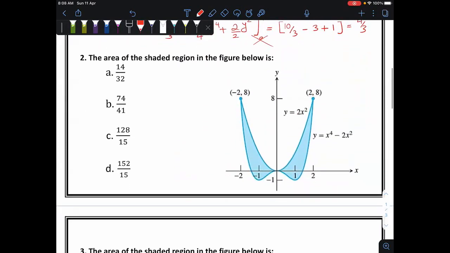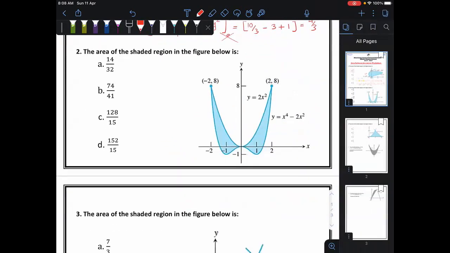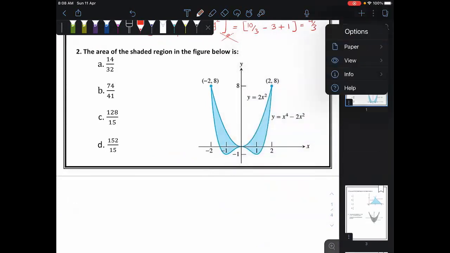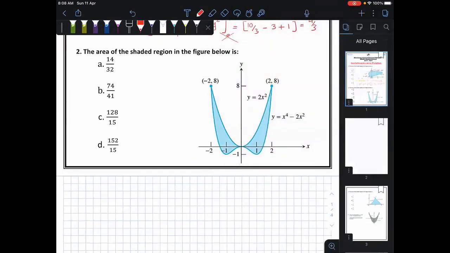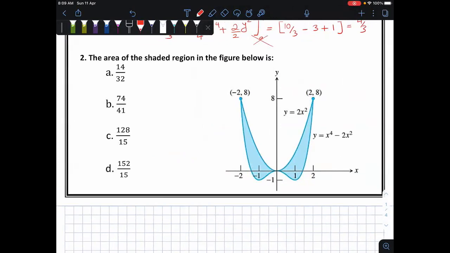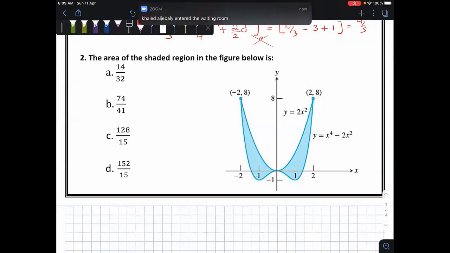Next question. I prefer to add one page here because we may need space to solve this question. To find the area of the shaded region in the figure below, imagine that you have to enclose the area.